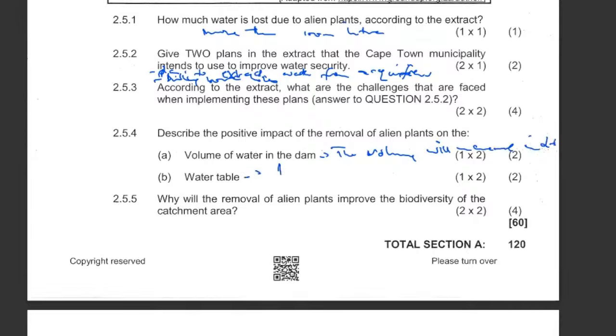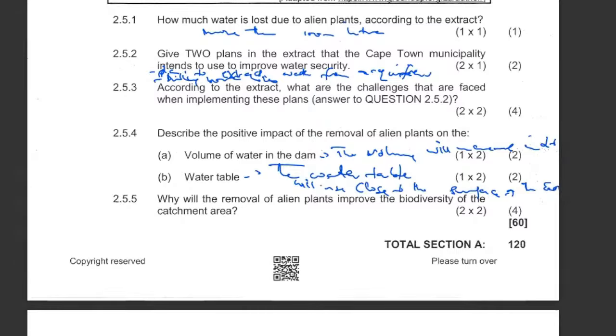What about the water table? The water table will rise close to the surface of the earth.